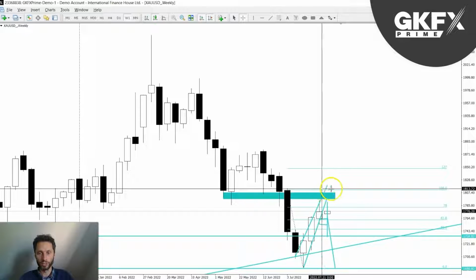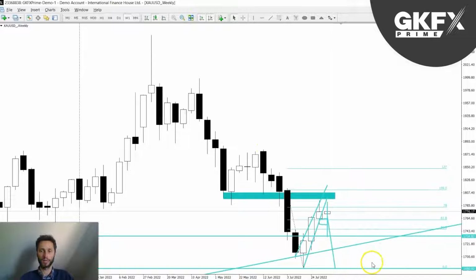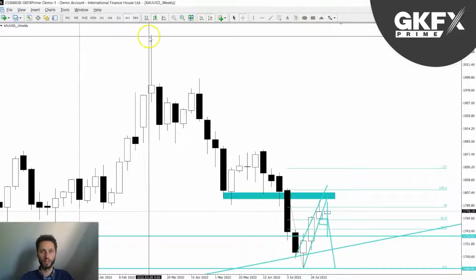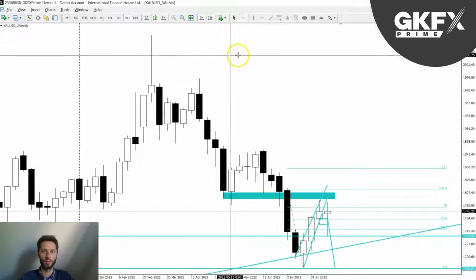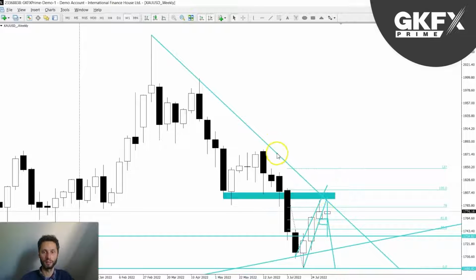And when it reaches this area, this zone, I don't know if it's going to blast through that and come up to take out these highs, or if it will reject and continue this downside with these lower lows and continue on this trend of the bigger idea of these lower lows. And if you want, you can draw a channel.